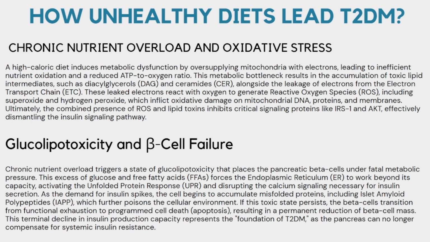Okay, so the next one is a healthy diet. A healthy diet is also very important. There are two major parts: chronic nutrient overload and oxidative stress. When you eat too much, what is happening? A high calorie diet, like fast food, or eating too much at a buffet. Is a buffet good? Fast food, junk food, KFC, McDonald's, all that, very good.